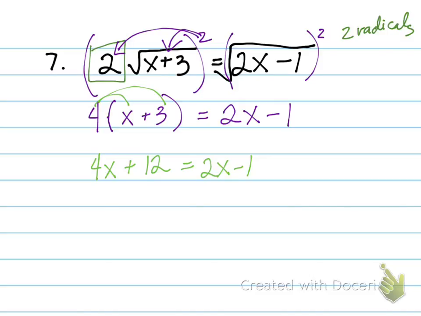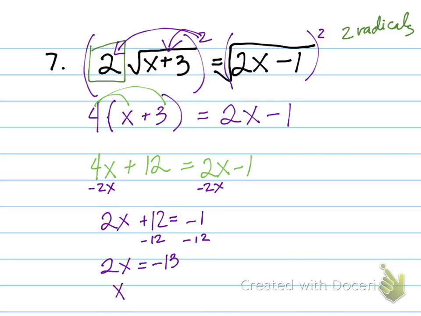Then I want to solve for x, so I'm going to subtract 2x on each side. So 2x plus 12 equals negative 1. Subtract 12. 2x equals negative 13. x equals negative 13 over 2. Then you could check, but I'm going to just tell you that it ends up working, so we're good.